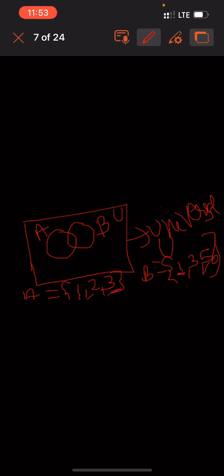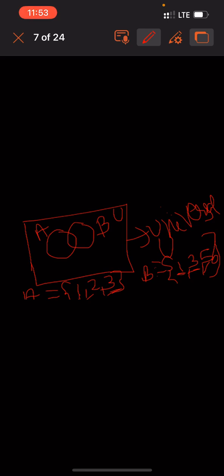Here, suppose A is having the elements 1, 2, 3. B is having the elements 1, 3, 5, 6. So A has 3 elements, 1, 2, 3, and B has 4 elements, 1, 3, 5 and 6. Here A and B have common elements. What are all the common elements? 1 and 3. Here also we have 1 and 3, in B also we have 1 and 3.